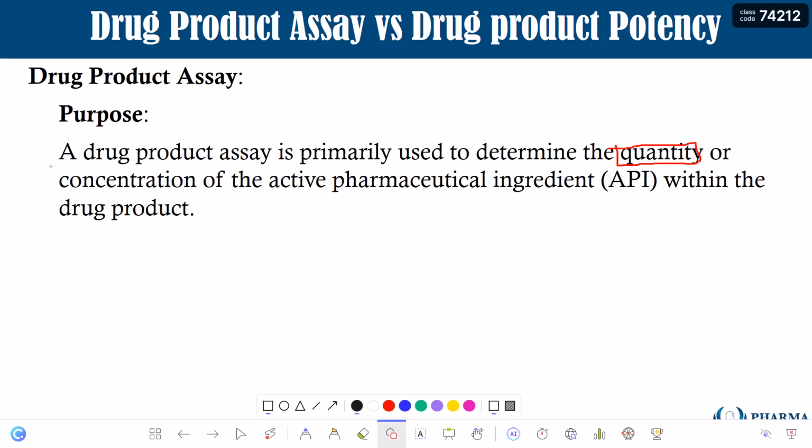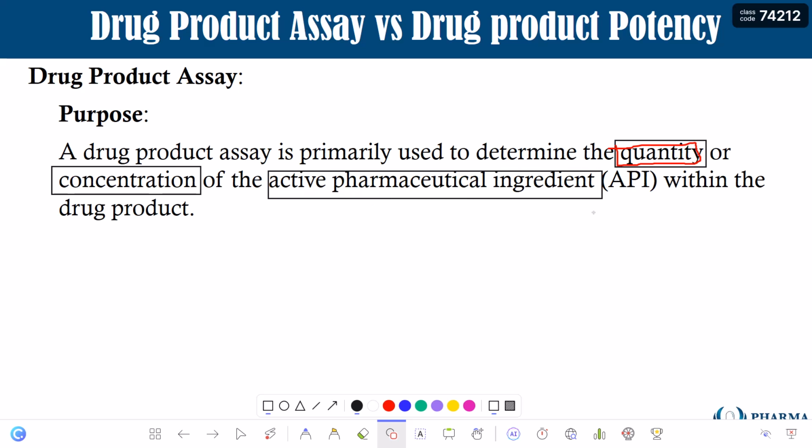What is meant by concentration? For example, in case of the oral solutions, you may have a concentration of 5 mg per 2 ml. That is the concentration. Quantity may be in case of the OSD or oral solid dosage forms like a paracetamol tablet containing 250 mg of the paracetamol. And the paracetamol becomes the active pharmaceutical ingredient or the API.